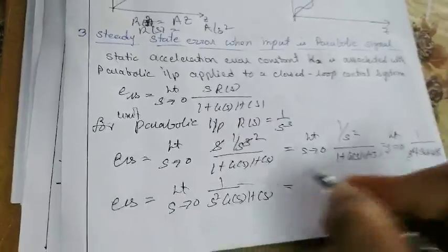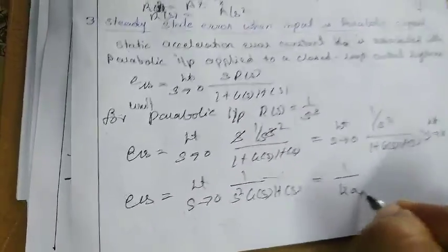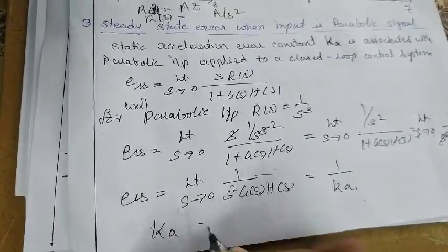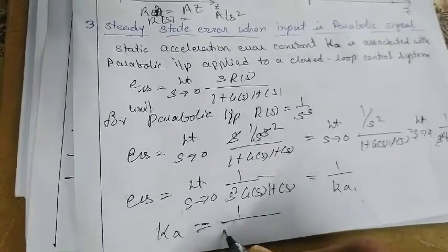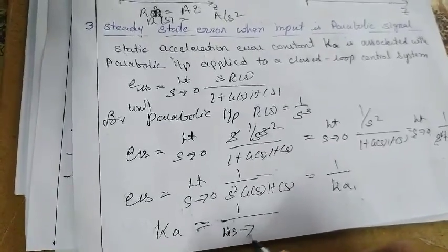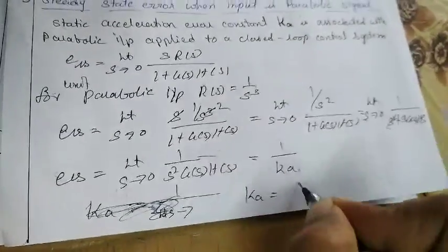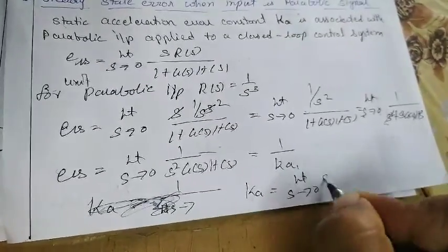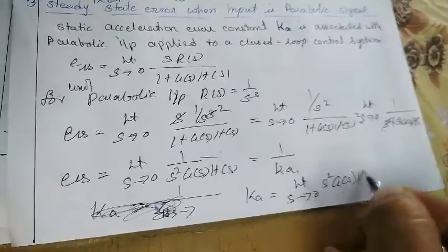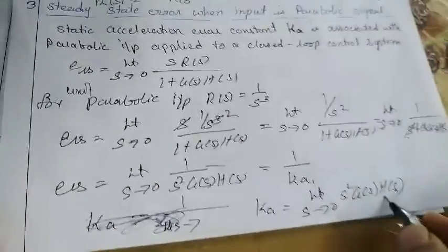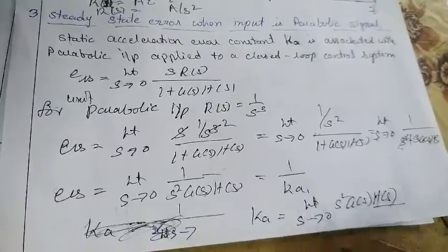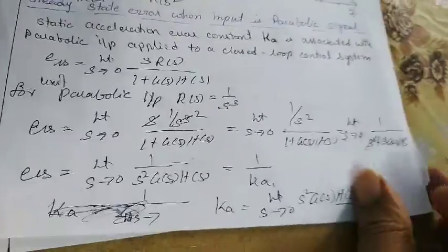So this I can write as 1 by Ka, where Ka is given by limit s tends to 0 of s square G(s)H(s). If for unity feedback H(s) is 1, Ka will be limit s tends to 0 of s square G(s).